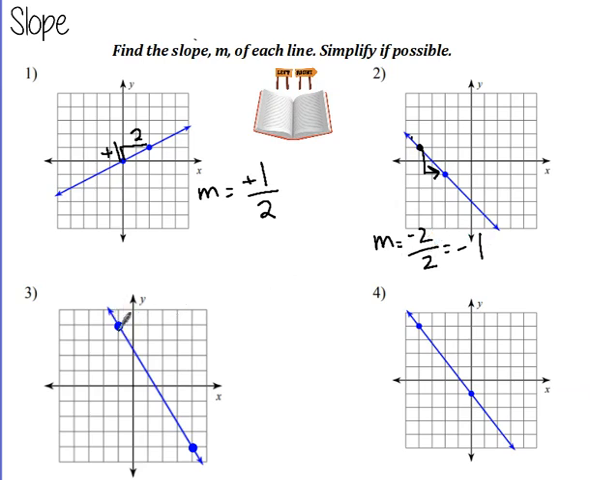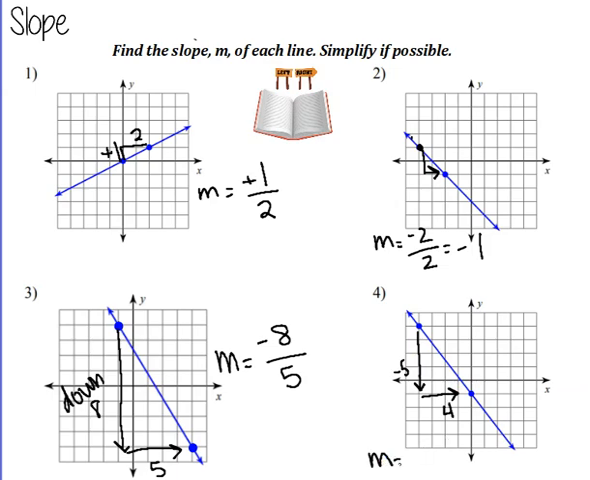In this example, let's see, that's 4, 5, 6, 7, 8. This goes down 8 and it moves over 5. So I could say that this has a slope of negative 8 over 5. And this line, I can see that it's also going down. This goes down 5 and then over 4. So this has a movement of negative 5/4. And that's how we measure slope.